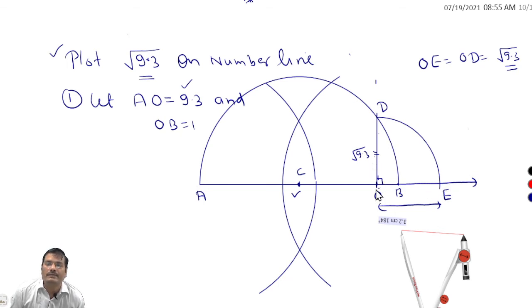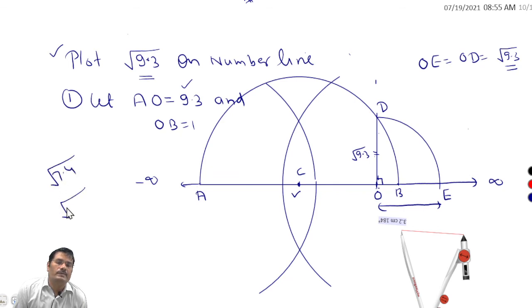On number line, if this is the origin, here is plus infinity and here we can extend up to minus infinity. So this distance is known as under root 9.3. In this way you can plot any irrational number. Suppose that we have to plot under root 7.5, under root 10.5, under root 11.2, etc., we can plot. Okay, thank you.